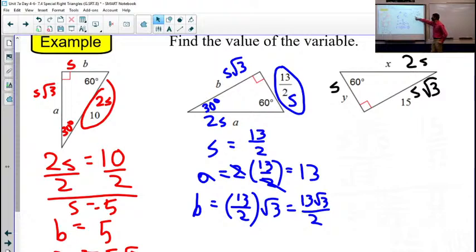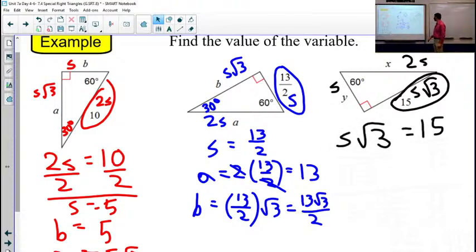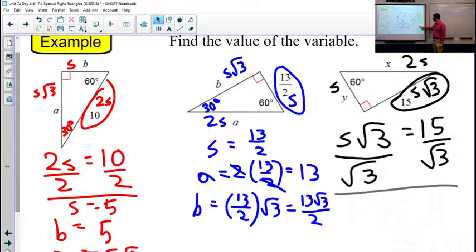Hypotenuse is double. Here's my short leg. Here's my long leg, which would be S square root of 3. So when I say what am I given, I'm given this side, so that's my equation that I'm going to set up. Divide by square root of 3 to solve the equation. And now we're going to have to do a whole bunch of square root simplifying. Here it comes.